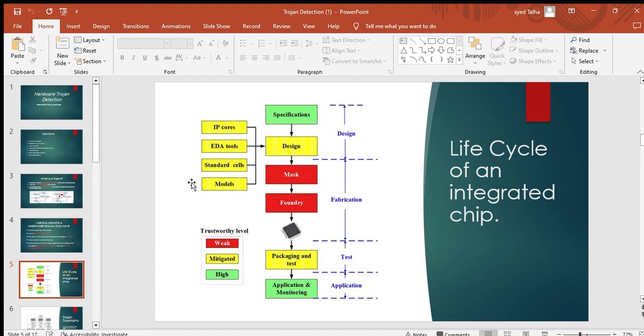Well, this is the life cycle of an integrated circuit. There is a design phase, fabrication phase, testing, and application. The most untrustworthy level will be the fabrication because it is overseas. Most of the integrated circuits that are used are fabricated in Taiwan semiconductor companies and many other semiconductor companies which are overseas due to the cost. Most users of ICs try to buy the chip from overseas.